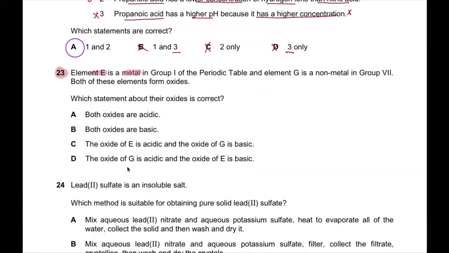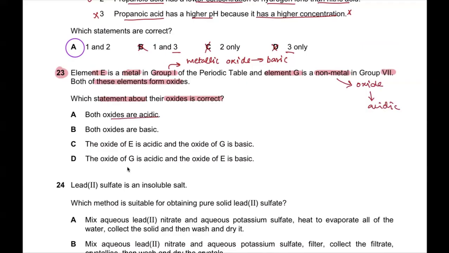Now, MCQ number 23. Element E is a metal in group 1 of the periodic table and element G is a non-metal in group 7. Both of these elements form oxides. Which statement about their oxides is correct? Okay. So if you recall, group 1 is a metal. So it's a metallic oxide, right? And a metallic oxide is going to be basic. G is a non-metal. So a non-metal oxide is going to be acidic, right?